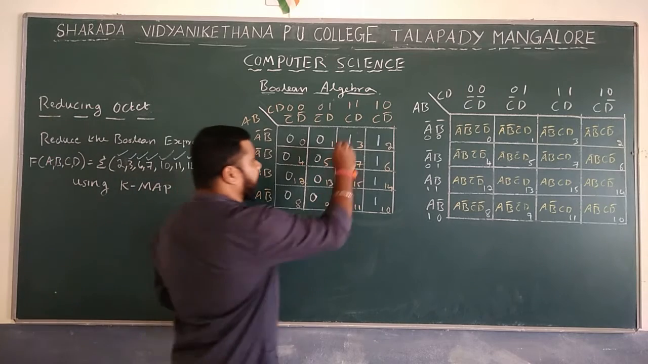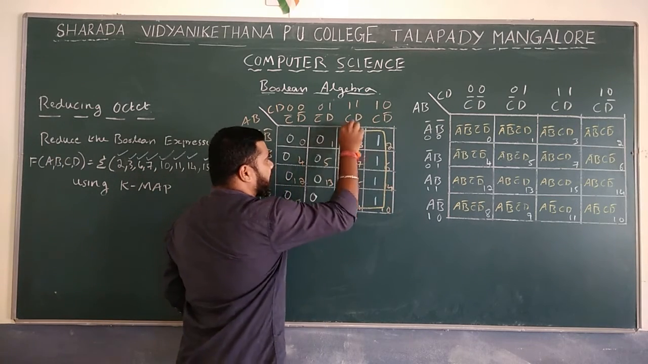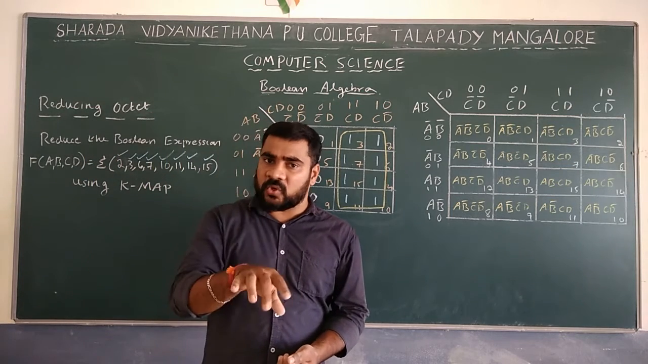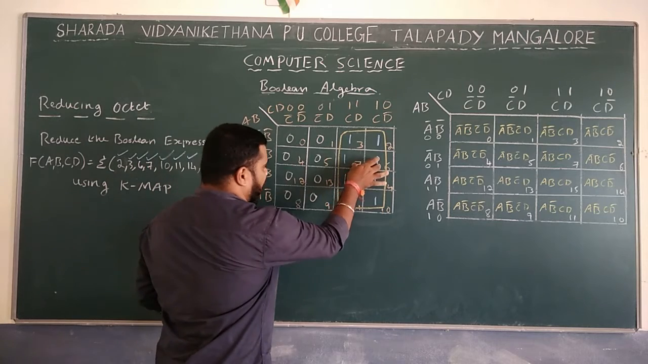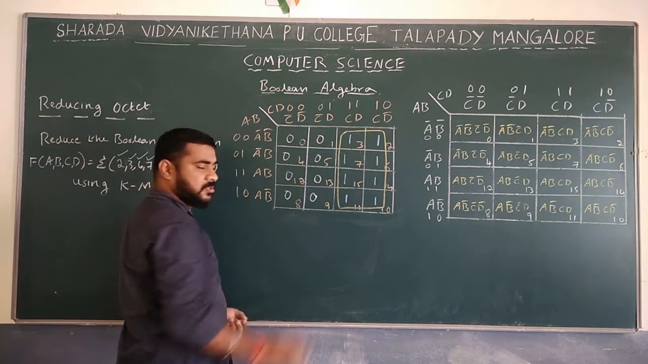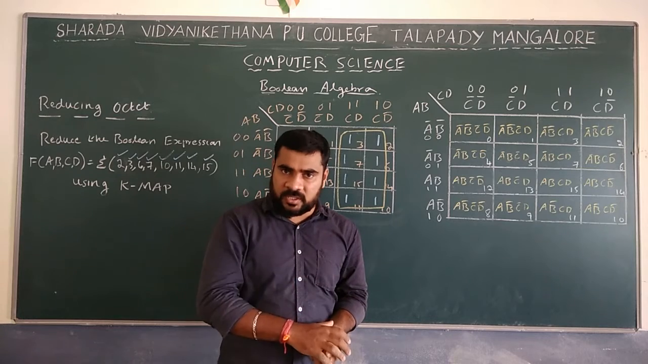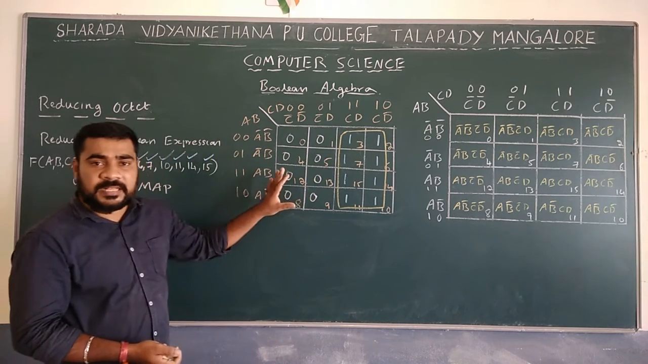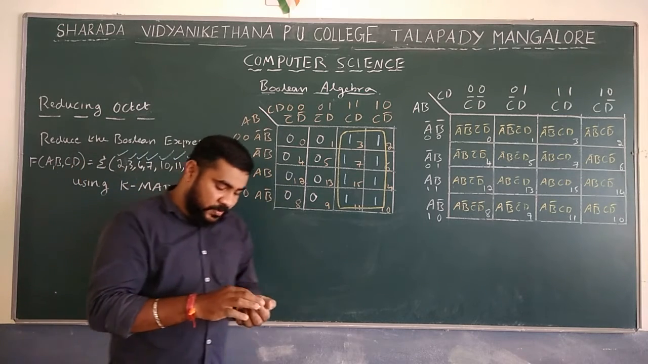So here we will get 8 adjacent cells. How do we get 8 adjacent cells? Either 2 rows together or these 2 columns together. Either you get these 2 columns or these 2 columns or these 2 columns. We will get 2 columns together or 2 rows together. If you get it like that, that is known as 8 adjacent cells together. So that's only one grouping here. We got only one grouping.